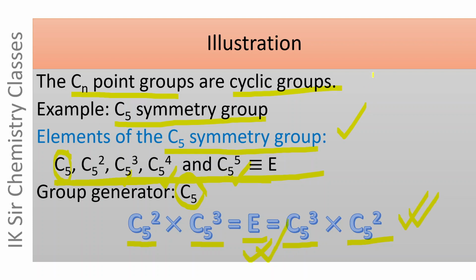Therefore, Cn point groups are cyclic groups. The cyclic groups are always abelian groups. In cyclic group, there is an element which is repeated several times. It is called group generator. In C5 symmetry group, C5 is group generator and different elements are obtained by providing different powers to this C5 element.